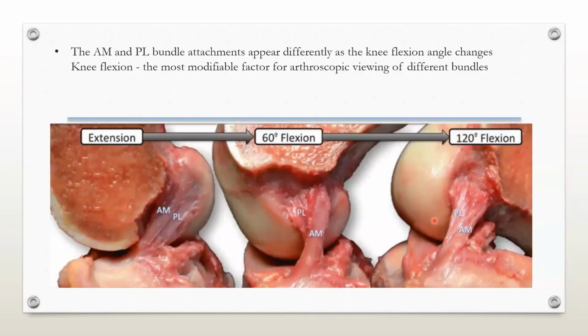Another point to be noted is that, just as discussed in the functional anatomy, the fibers lie parallel when the knee is in full extension, and with progressive knee flexion, the position of the fibers changes. As you can see, with 60 degrees of flexion the posterolateral bundle comes to lie shallower compared to the anteromedial bundle, and with 120 degrees of flexion it comes to lie shallower and superior in comparison to the anteromedial bundle. This should be the key determining factor for identifying the bundles, rather than trying to manipulate the scope to locate the bundles.